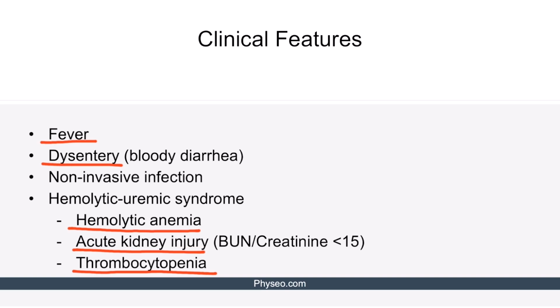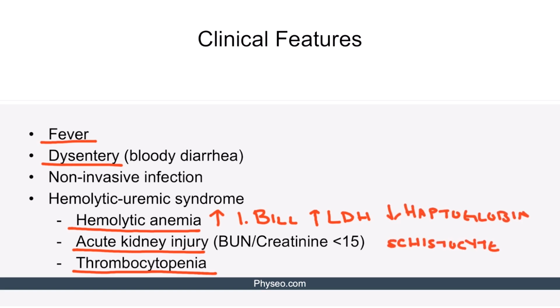Now, since anemia is hemolytic, we will see increased indirect bilirubin and high LDH, as well as low haptoglobin, and you'll see schistocytes on blood smear. As for the renal failure, this is intrinsic acute kidney injury. Therefore, the BUN to creatinine ratio is expected to be less than 15. Finally, a complete blood count will reveal thrombocytopenia.